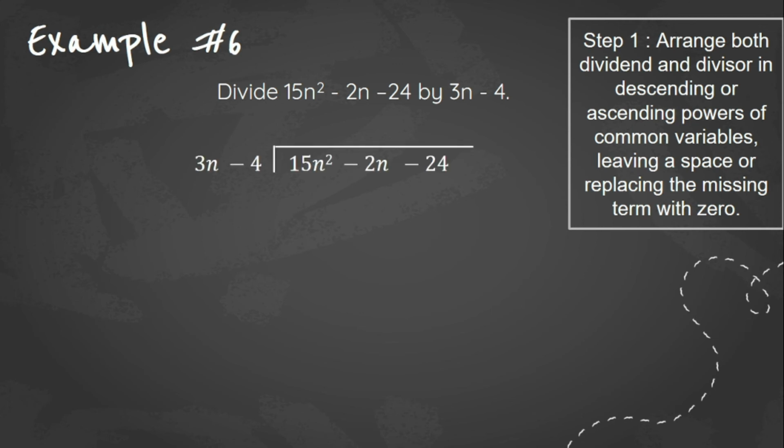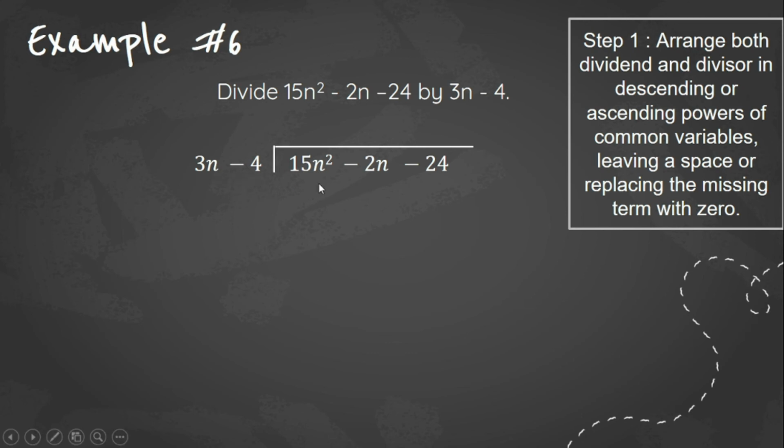Okay, what does that mean? We arrange our dividend and divisor. Let's write our 15n squared minus 2n minus 24 here. We arrange the powers of the common variables. The powers here are 2, then 1, so it is already arranged. Nothing is missing in between. And then we have 3n minus 4 as our divisor.